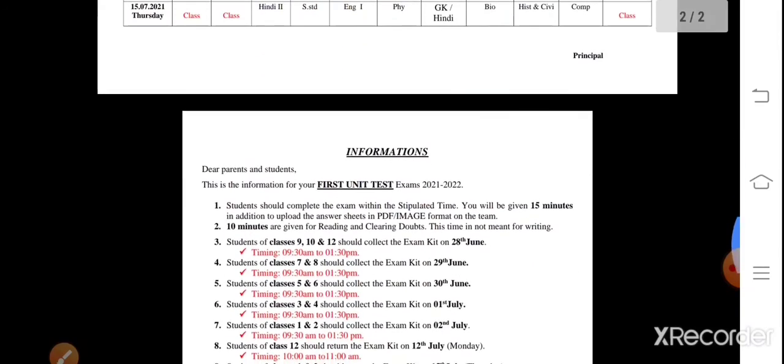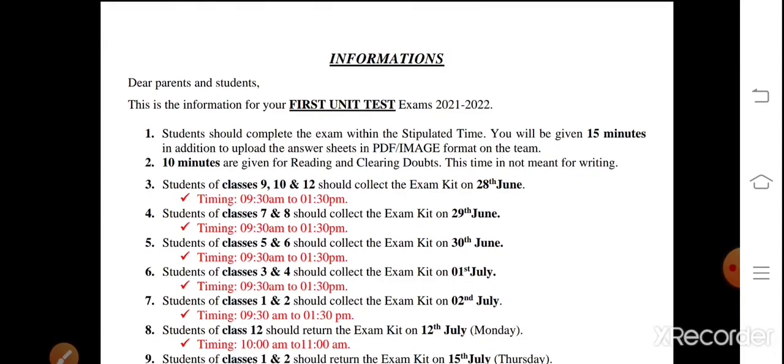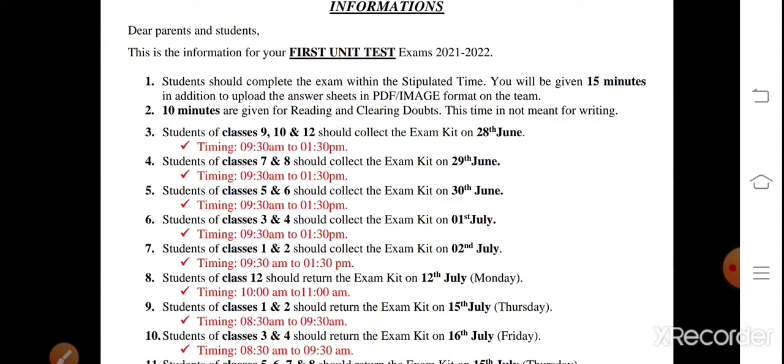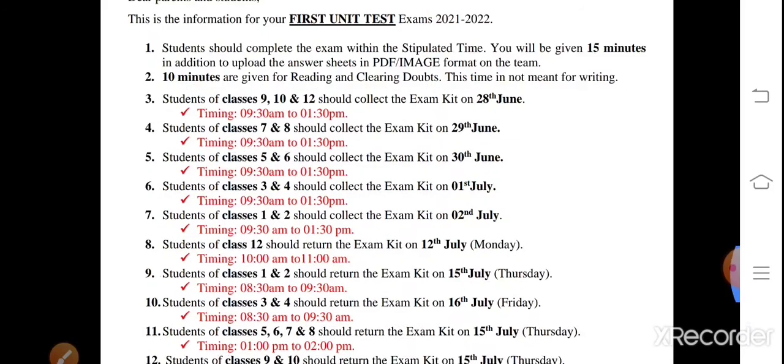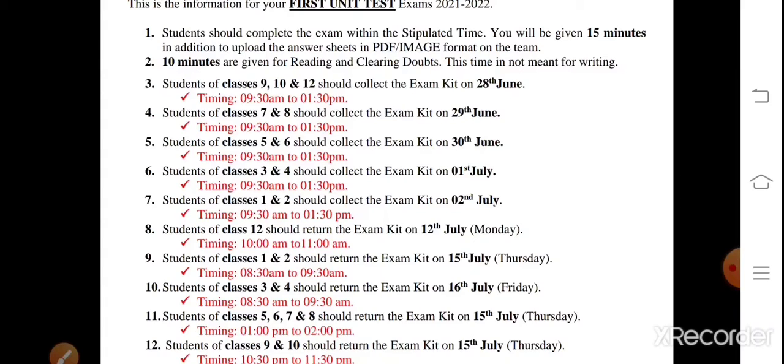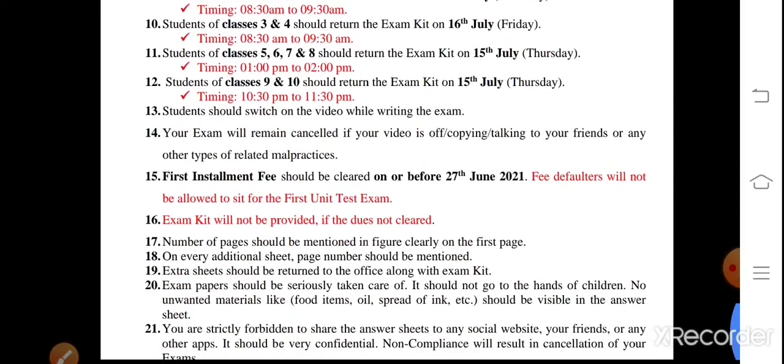Now these are other information. You have to collect your exam kit from school on the respective date. For 3rd and 4th class, you should collect the exam kit on 1st July. Timing is 9:30 am to 1:30 pm. So these are other information, so read it carefully. Now I am giving you some revision work.